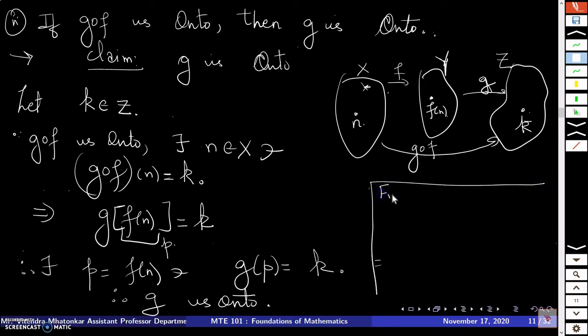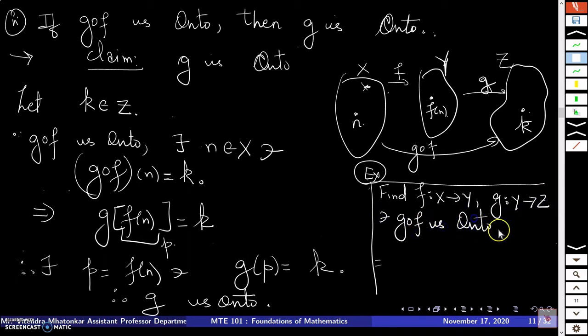This is an exercise. Find functions f from x to y and g from y to z such that g composite f is onto, but f is not onto. So f should not have a preimage. Look out for such functions, such sets x, y, and z, which satisfy these two conditions.